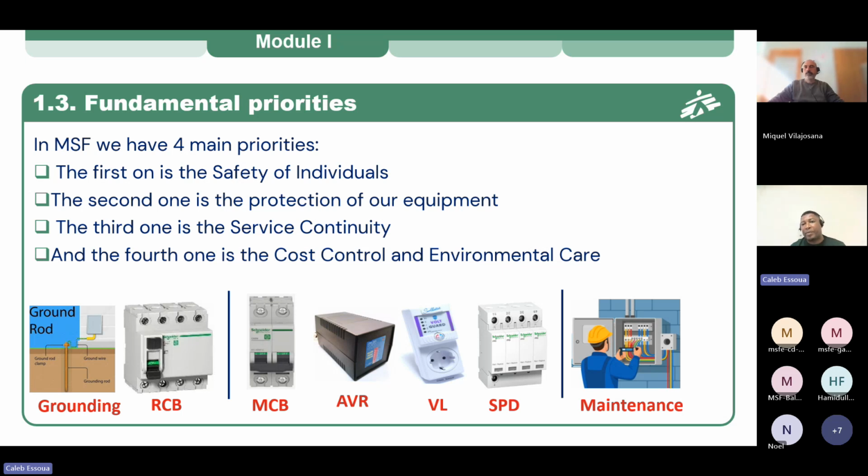You can have a CTE power, but it's not reliable, and even our generator, even if it's new, during the start you can see that the voltage is fluctuating. When you are switching off, it is also. So having these devices can help us protect our equipment. We also have the surge protection device, which can protect from lightning, and mostly this voltage stabilizer, which we use a lot in our projects and in the missions. This is an MSF recommendation.